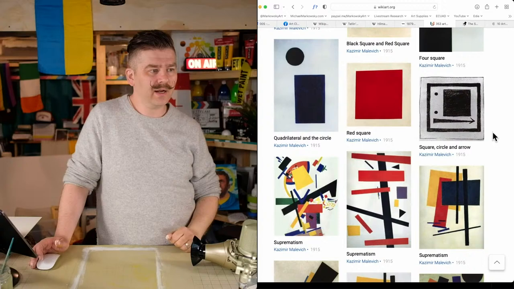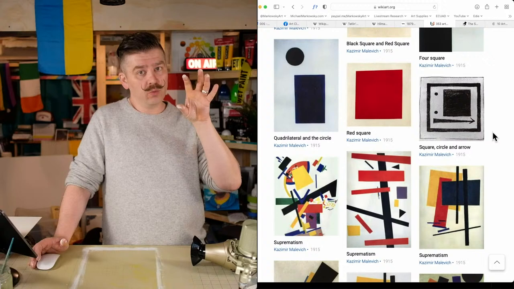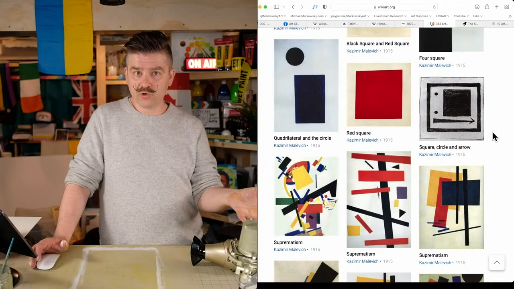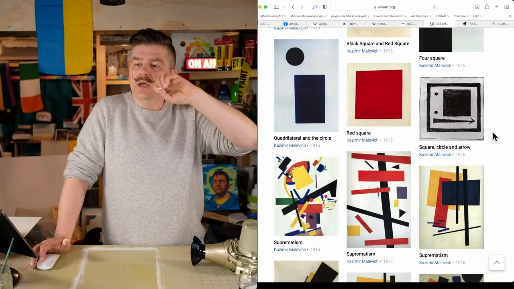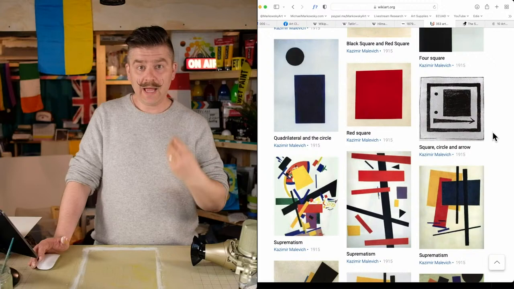But that's very different to the way that these artists, when they were making these paintings, saw it. They saw those paintings of like the Mona Lisa and, you know, even the Impressionists, as paintings that required a master's degree to understand.